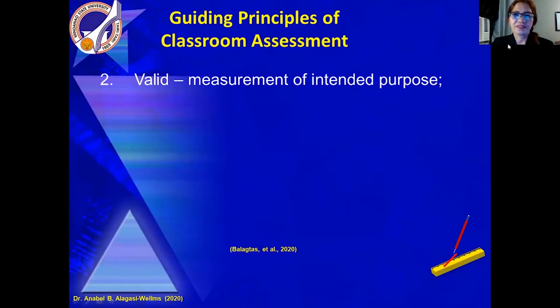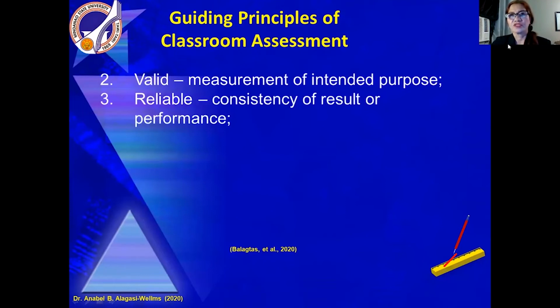Second, in classroom assessment, make sure that your assessment is valid. You were able to measure what you intend to measure. It should be reliable. When you say reliable or reliability of your test, it refers to the consistency of the result or the performance. Because if your test is not reliable, the result would also not be reliable. So there are different ways of testing reliability of the test. You have the split half, you have test-retest. You give the test and then analyze the answers, and then establish the reliability coefficient of your test.